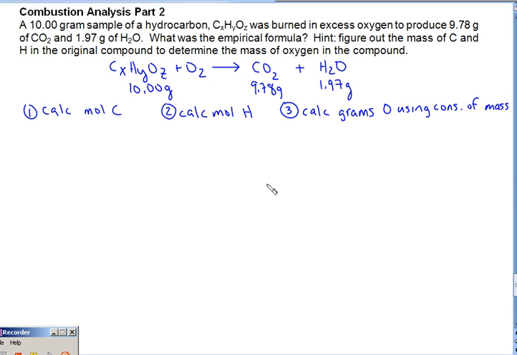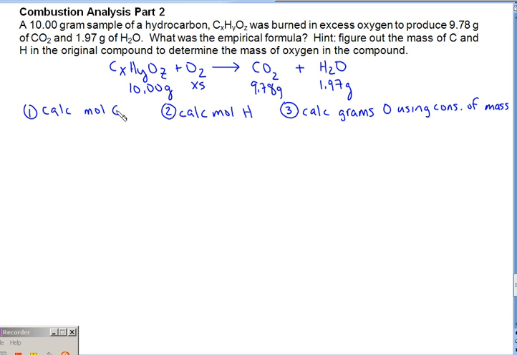This video covers combustion analysis part 2. What we're going to be starting this time is with a 10-gram sample of our hydrocarbon, which this time has oxygen in it. And we're going to be reacting it with excess oxygen. We get out 9.78 grams of CO2 and 1.97 grams of water.